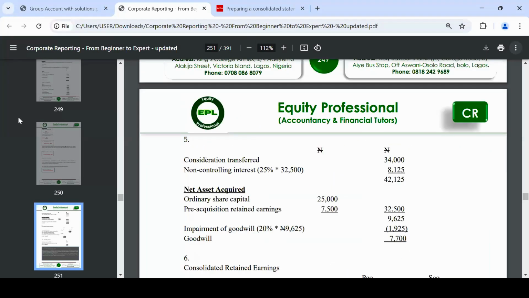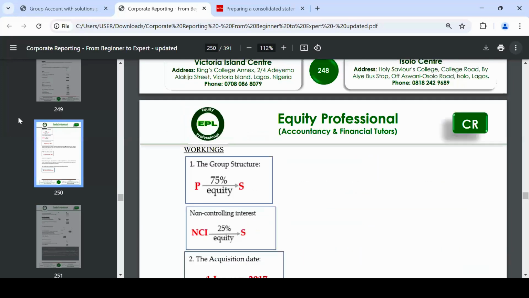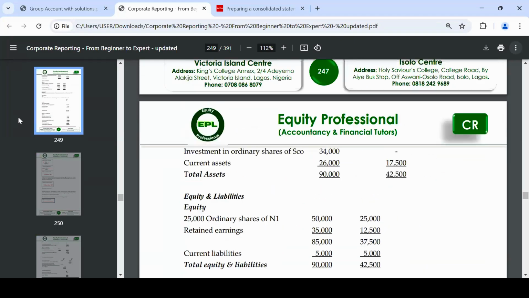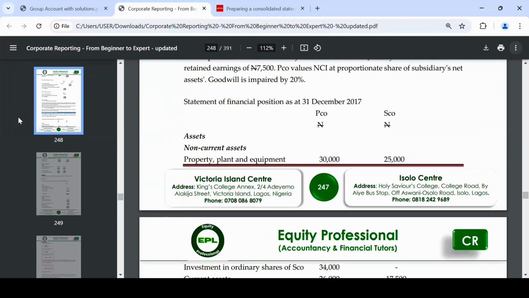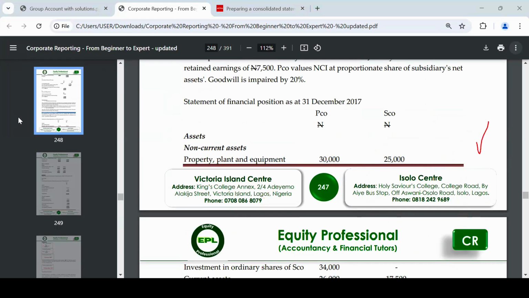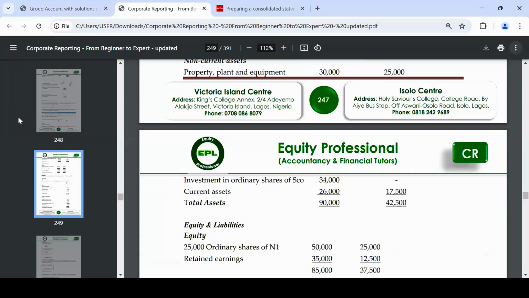And then when you come to the solution here, all that has been done, if you look at it line by line, is simply to add up. So the first thing first was this addition, making 55,000. And then this was cancelled out. Investment in subsidiary was cancelled out.